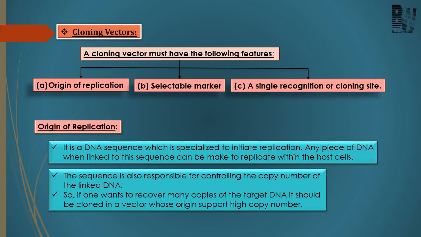But here, the important point is that if a molecule is to function as vector, it should possess the following features: it should have its own origin of replication, it should have a selectable marker, and it should have a cloning site. So these are the three important features of a molecule that will function as vector.